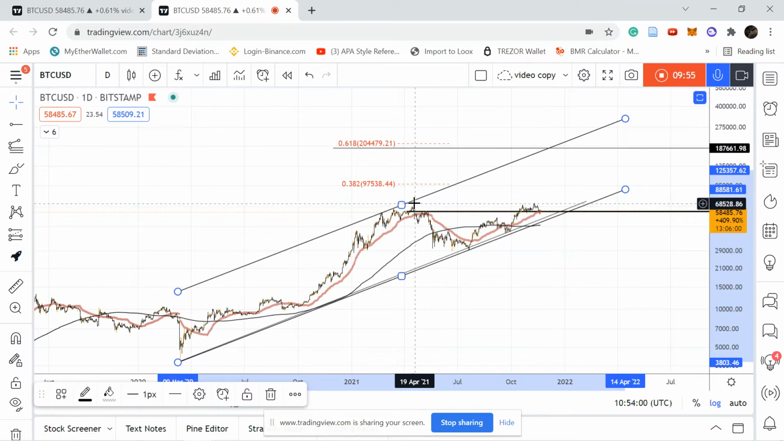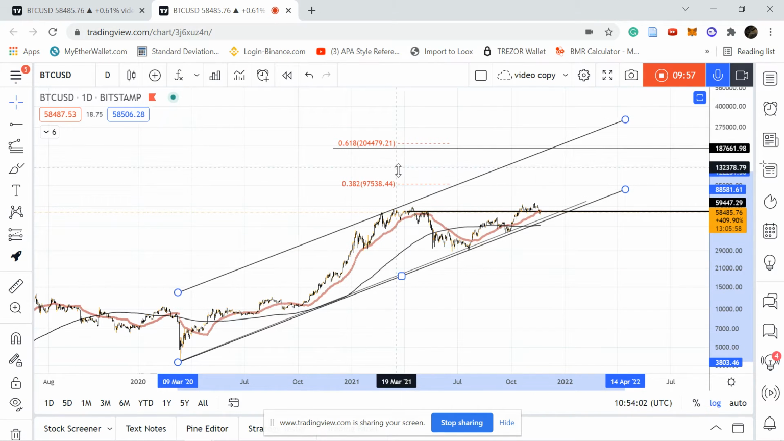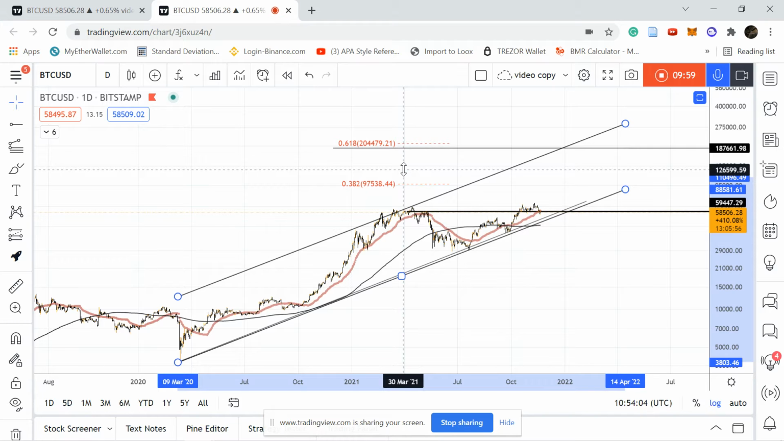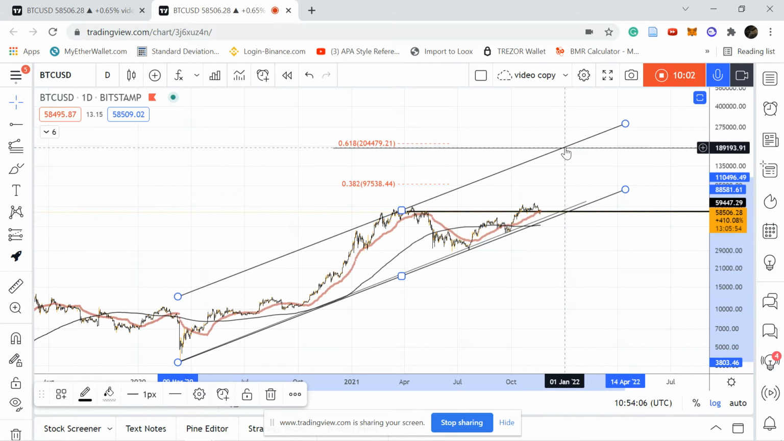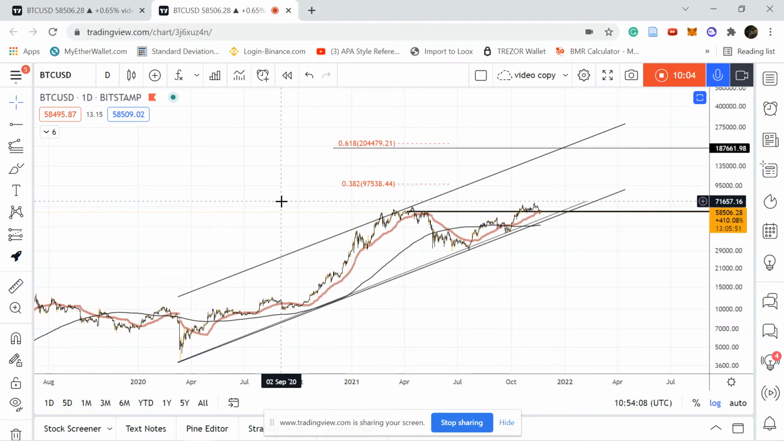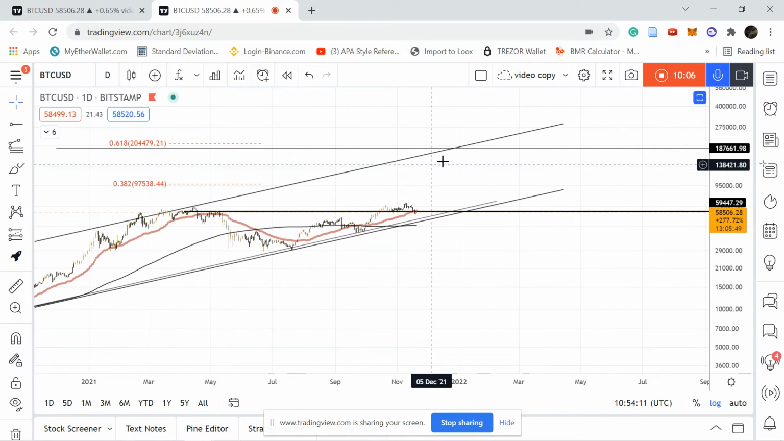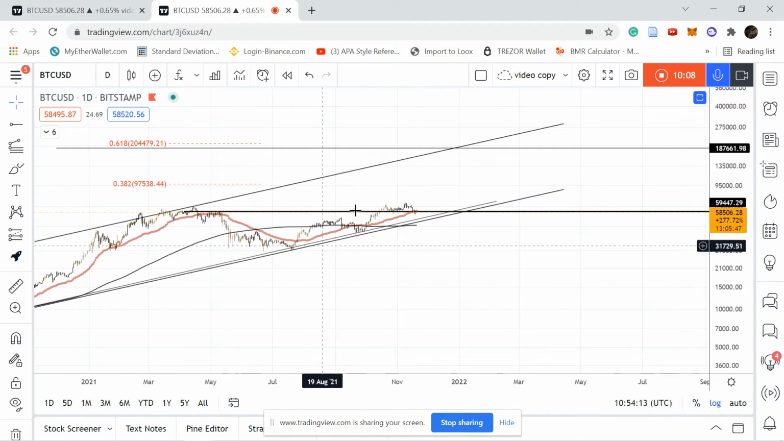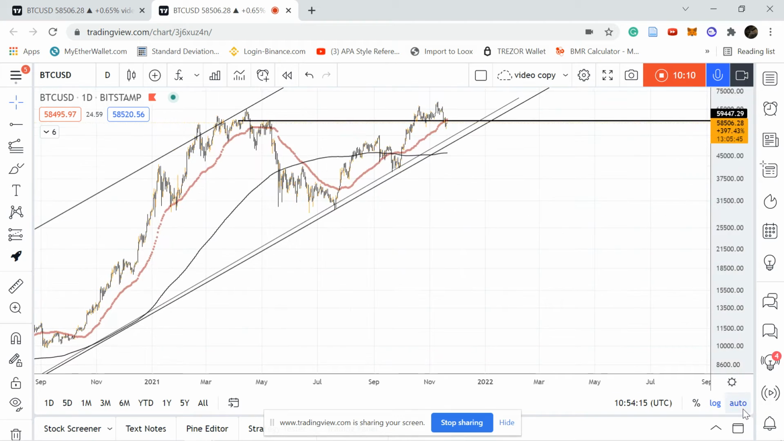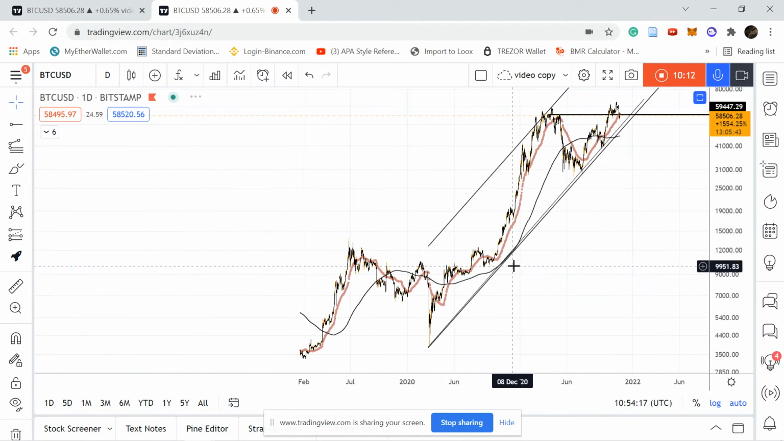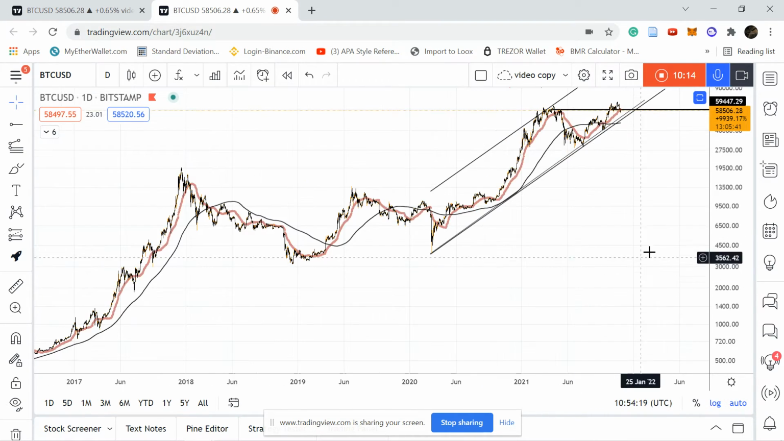Here it says 4th of December. I don't believe it was 4th of December. I checked it earlier, and it's 14th of January. There we go. So somewhere around here, this is January, end of December. This one was already my target before. It can likely extend. It doesn't mean that it has to.